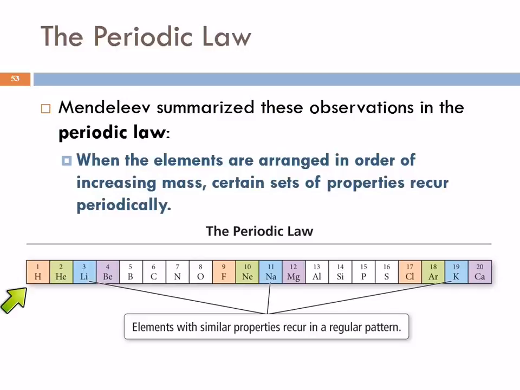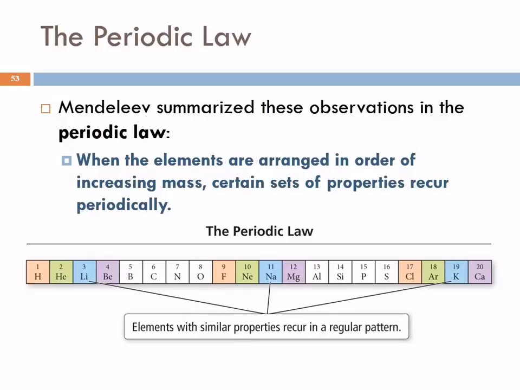So if we take the first 20 elements and list them in order of mass, 1, 2, 3, 4, 5, etc., the colors here represent elements that have common properties. Hydrogen, fluorine, chlorine have some properties in common. Helium, neon, argon have properties in common. And so they repeat, a lot like the black and white keys on a keyboard. The black key that represents C sharp repeats every certain number of keys on the keyboard. He found that this happened with the elements when he put them in order of increasing mass.